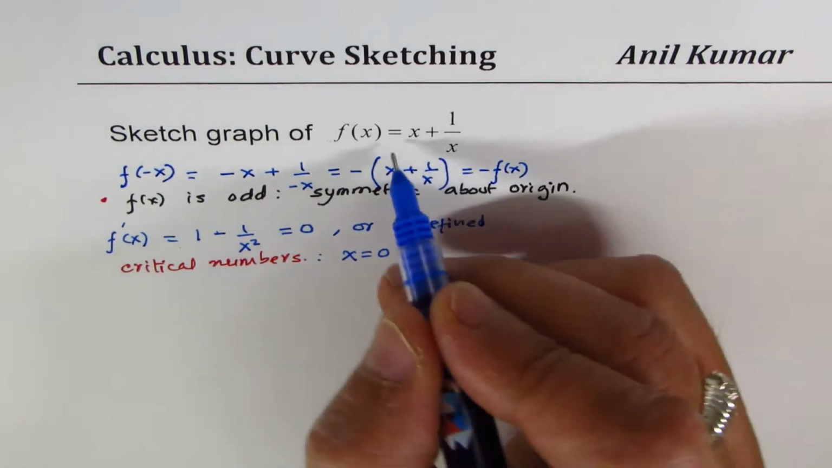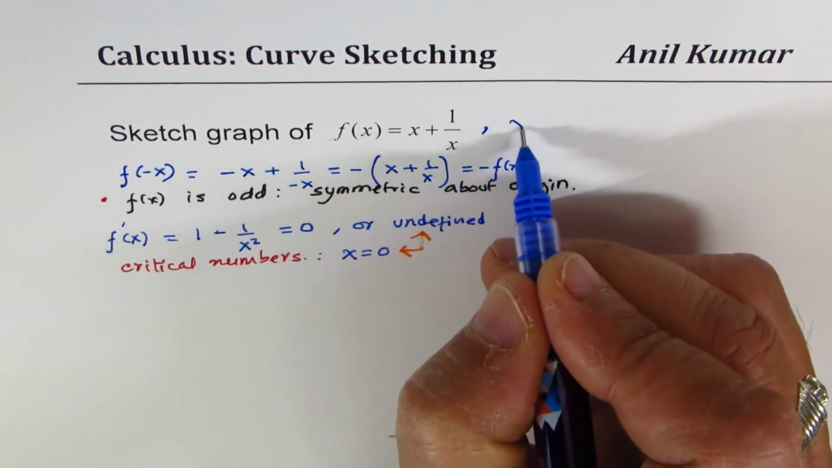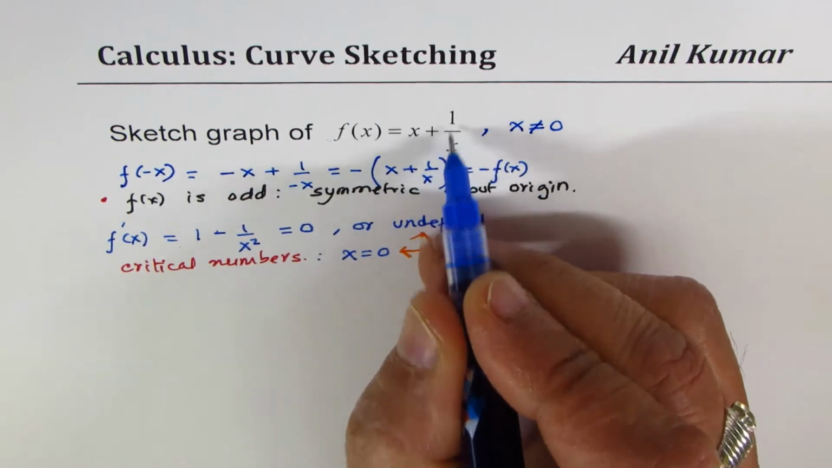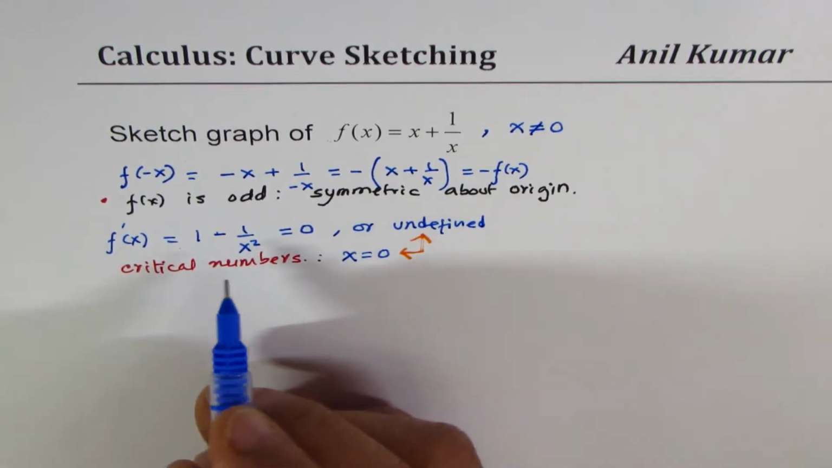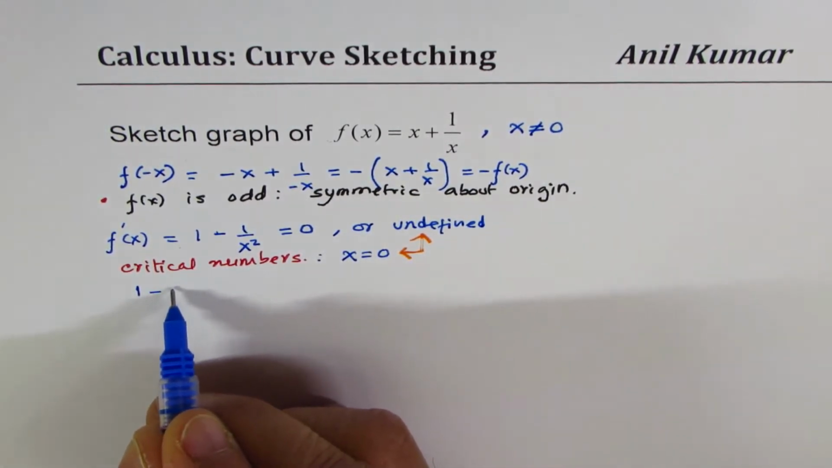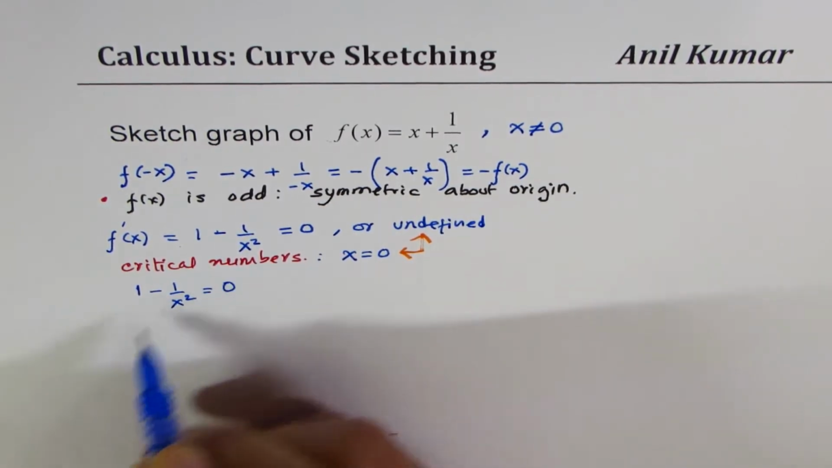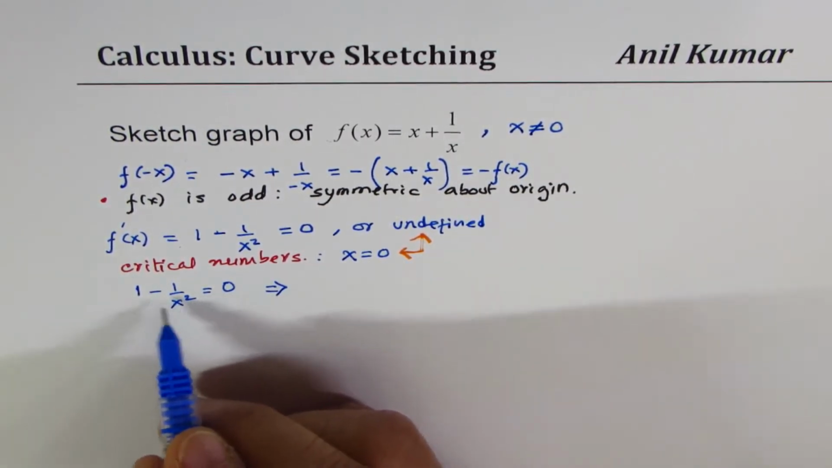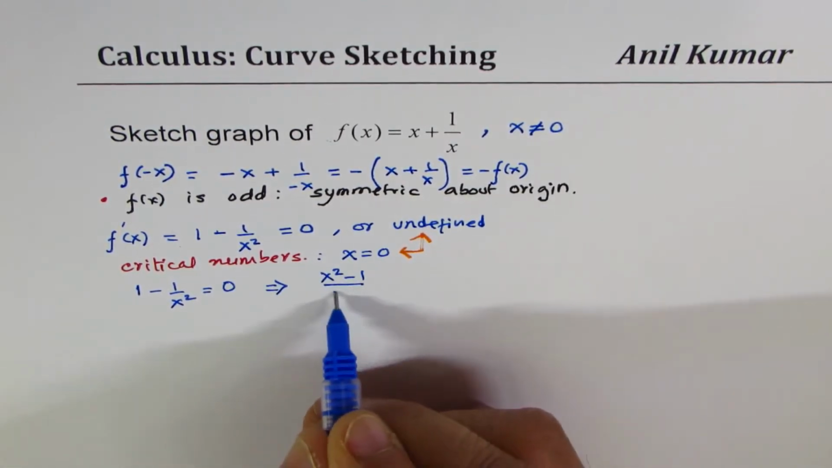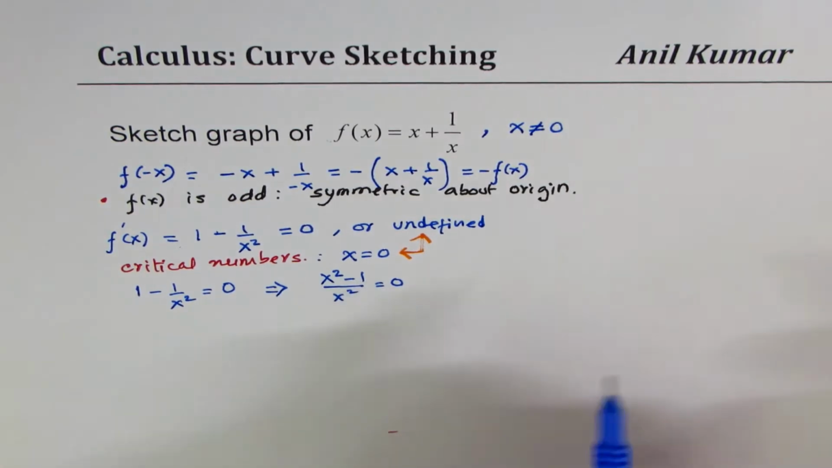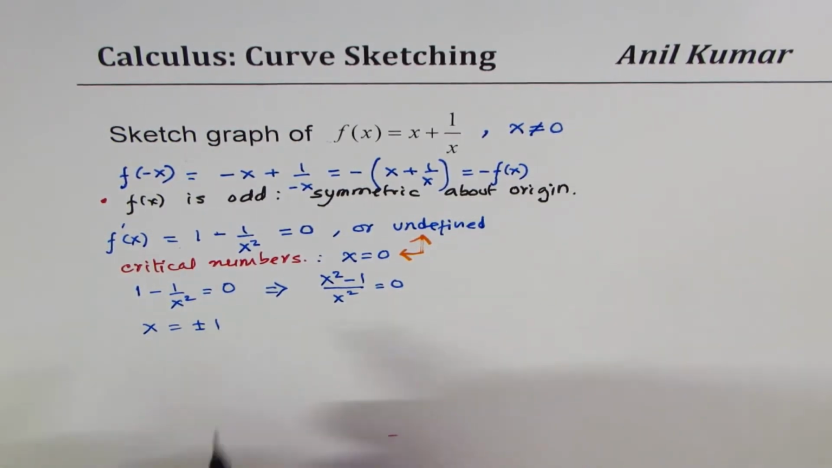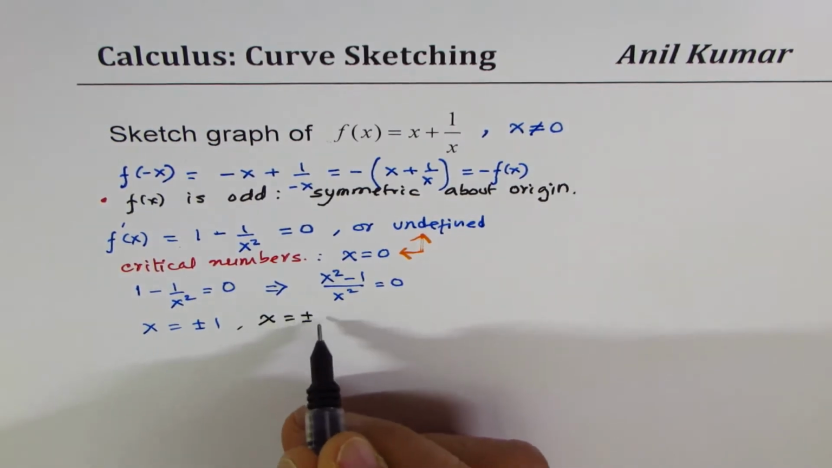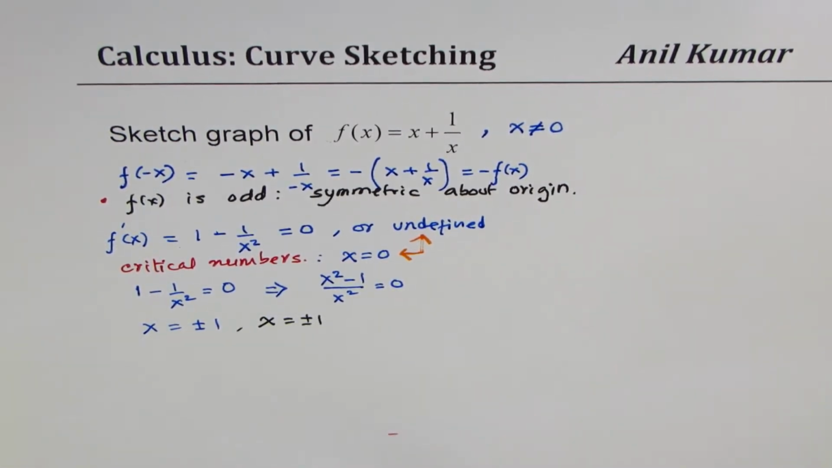However, you also note in the given function here that x is not equal to 0. So we have a vertical asymptote at x equals 0. Now let's see when it is 0. If I equate 1 minus 1 over x squared equals 0, what do we get? We get x squared minus 1 over x squared equals 0, and the numerator is 0 for x equals plus or minus 1, correct? So the other two critical numbers are x equals plus or minus 1.